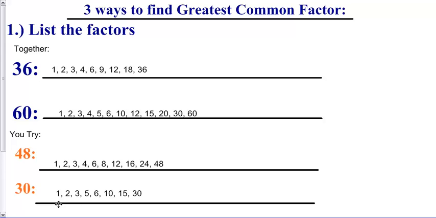Here for 30, 1 and 30. 30 is even, so 2 and 15. 3 plus 0, so 3. Ends in a 0, so 5, and 5 times 6. Now, how do I know when to stop? How do I know I don't keep going on?